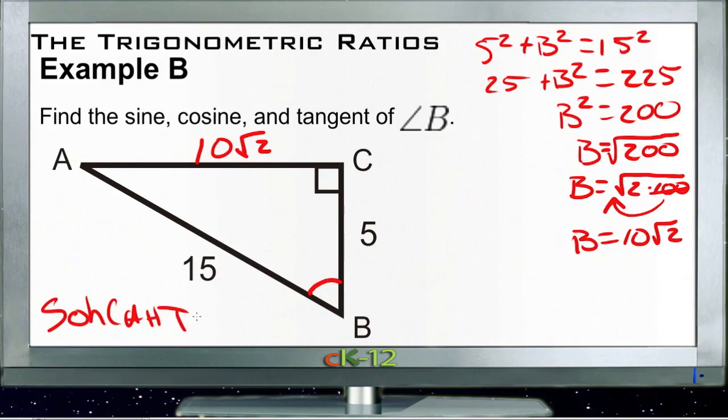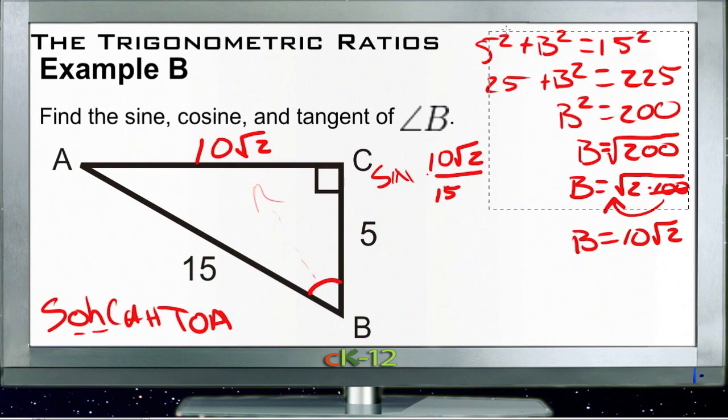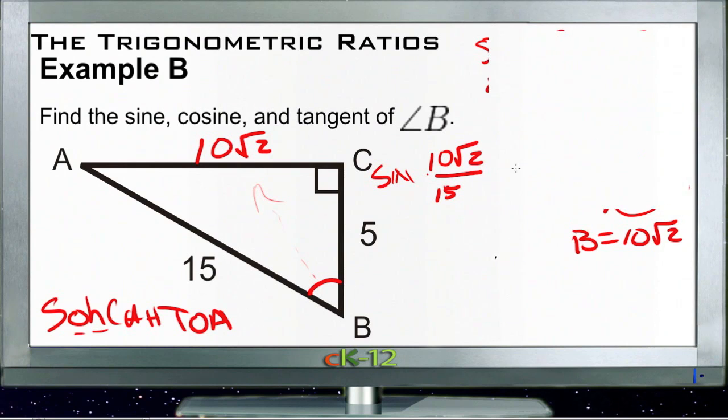SOHCAHTOA. So sine is opposite over hypotenuse. So we have our new side we just calculated. Sine is 10 roots of 2 over hypotenuse, which is 15. Let me make room for that reduction there. We know that those both reduce by 5, right? So we have 10 and 15 both reduced by 5, so we have 2 roots of 2 over 3. That's our reduced figure. And then cosine.